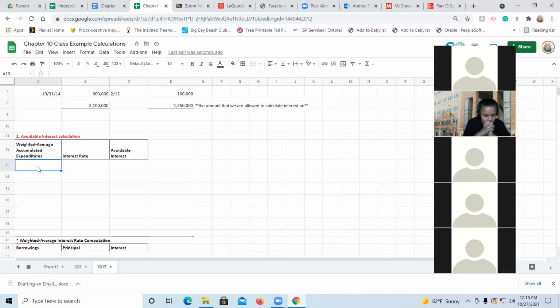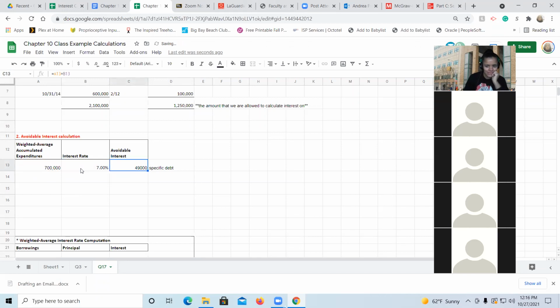Okay, so we have accumulated expenditure of 1,250,000. So we have 700,000 for the 7%. We got 49,000. Out of the 1,250,000, 700,000 is specific debt that we have had outstanding the whole year. So it's 49,000. Correct. Thank you. And we have a remaining 550,000. So we know we have to end on 1,250,000. So the remaining amount, to your point, is 550,000.